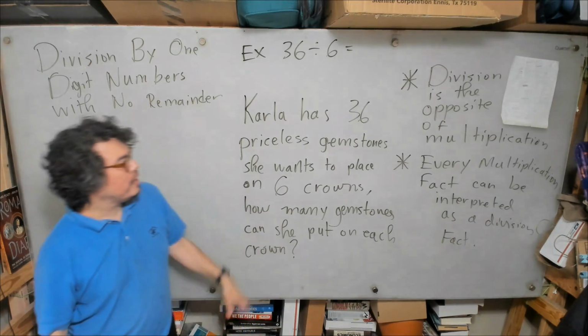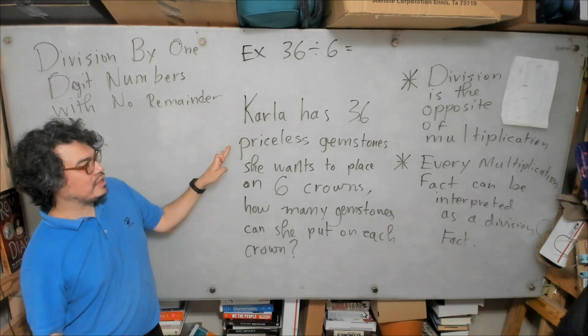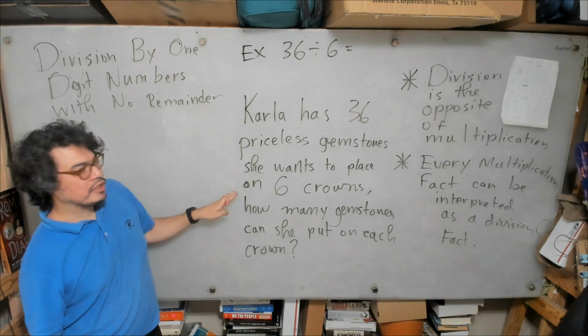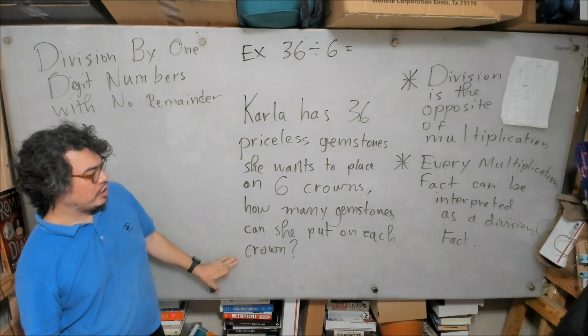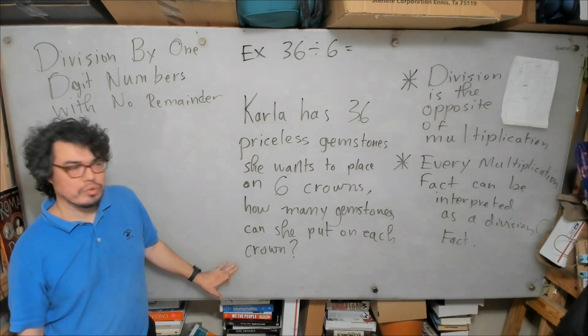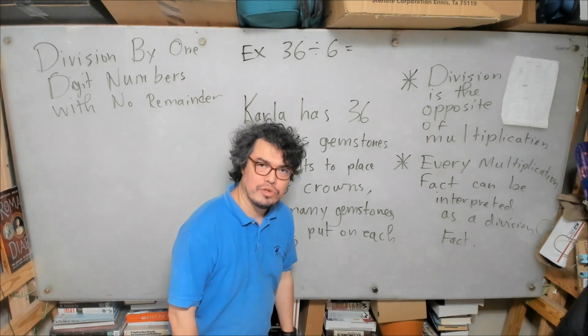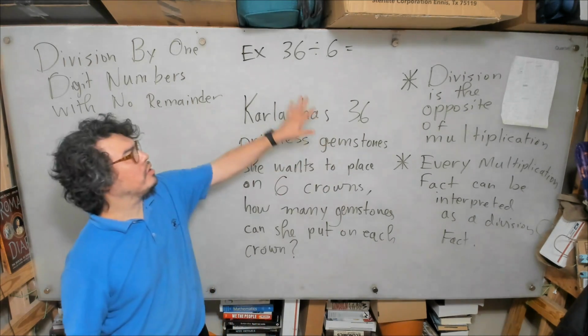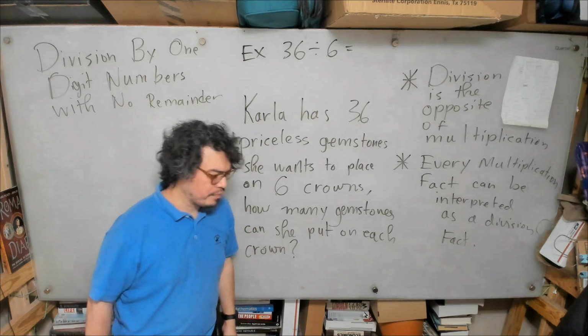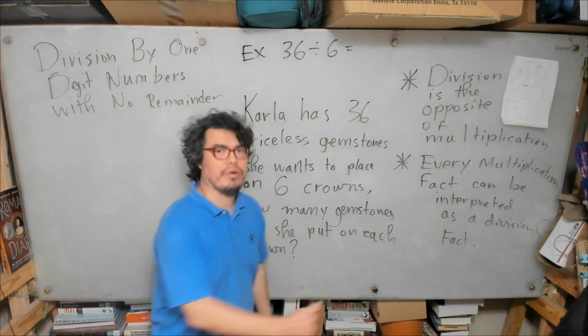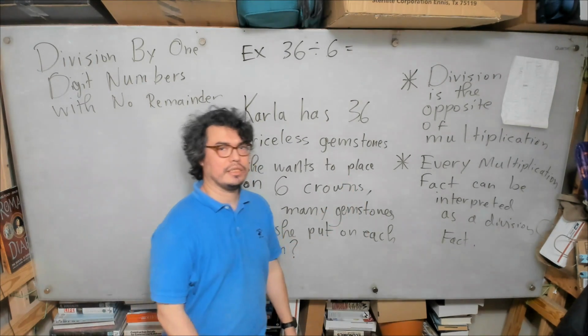Okay, in this case, Carla has 36 priceless gemstones she wants to place on 6 crowns. How many gemstones can she put on each crown? Okay. Now, if you know your multiplication tables for 6, you can figure out this problem. So let's look at that together. Let's count out our multiplication table by 6.